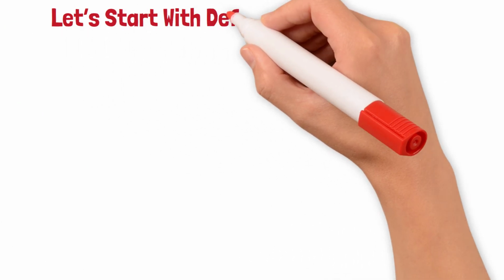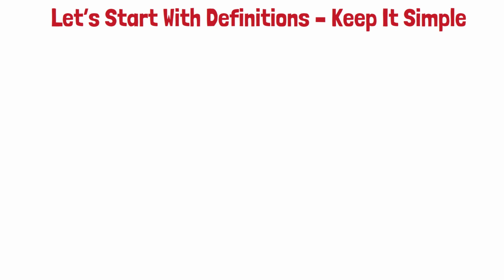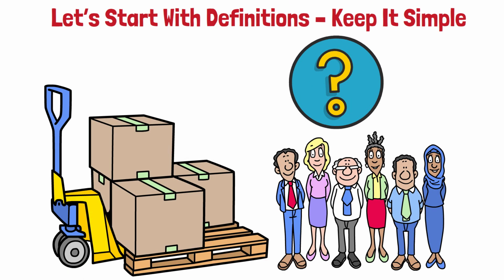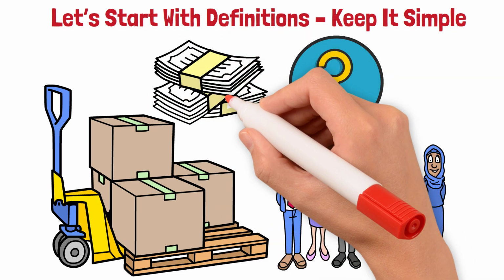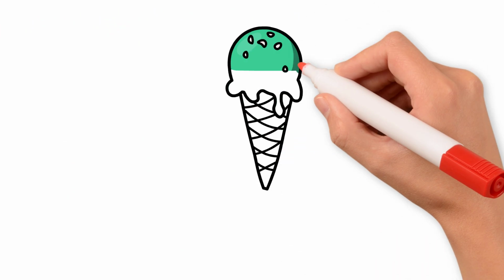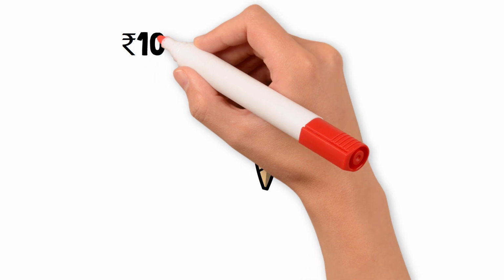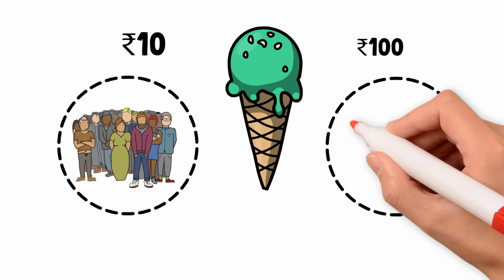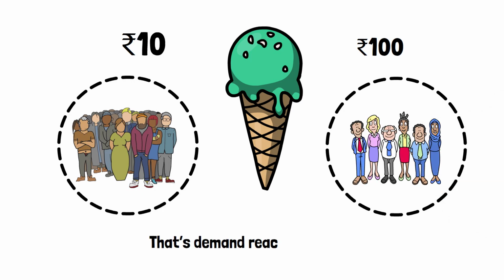Let's start with definitions. Keep it simple. Demand refers to how much of a good or service buyers are willing and able to purchase at different prices. Example, if the price of ice cream drops to 10, more people want it. If it rises to 100, only a few will buy. That's demand reacting to price.